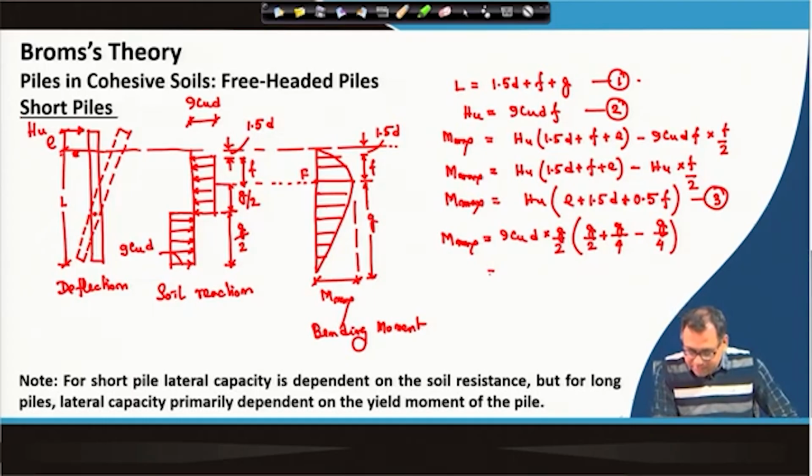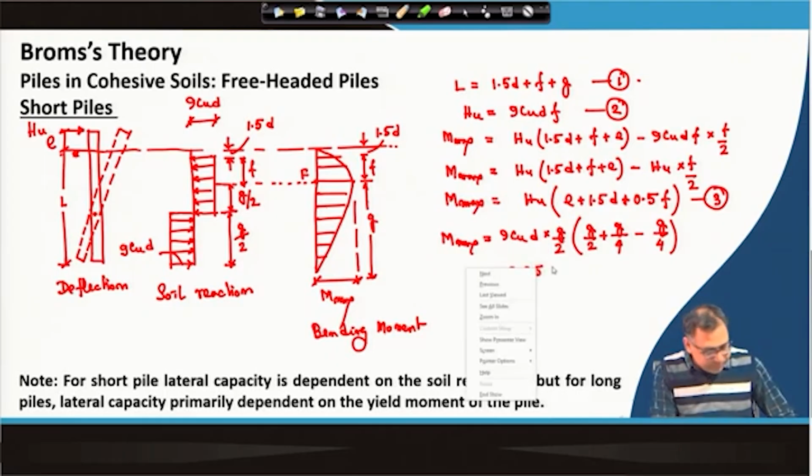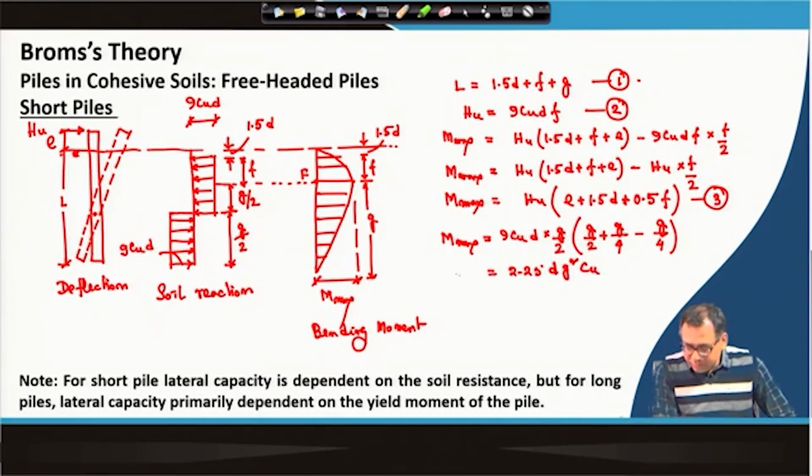So, finally, this value is 2.25 d g square into Cu. So, this is also M max. So, there will be 4 equations.